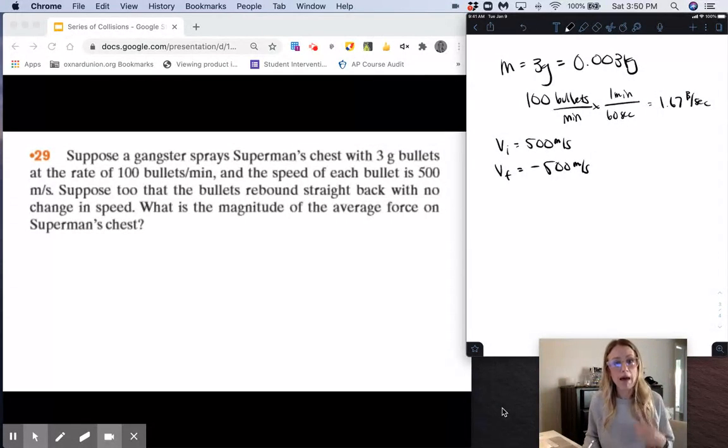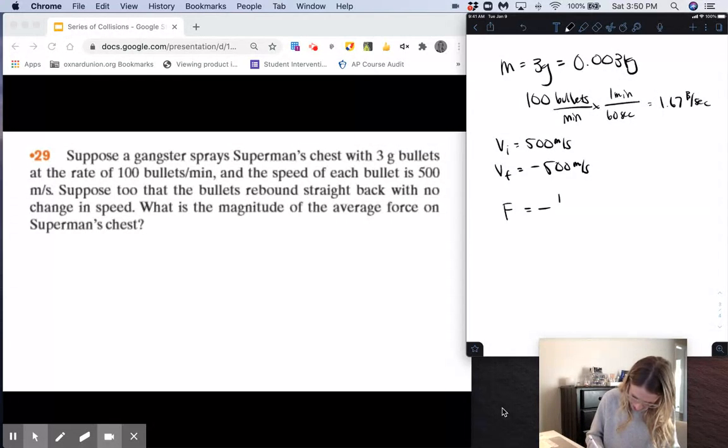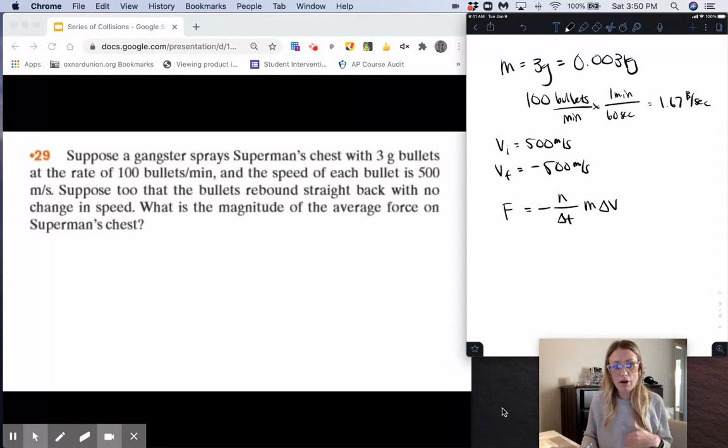Okay, we want to know the magnitude of the average force on Superman's chest. So what we just learned from our series of collisions video is that the average force from a series of collisions is equal to a negative N over delta T times our mass times a change in velocity. And remember, this is taken from force is equal to change in momentum over time. But of course, now we have a number of particles. So we have N times change in momentum, N times mass times change in velocity over time.